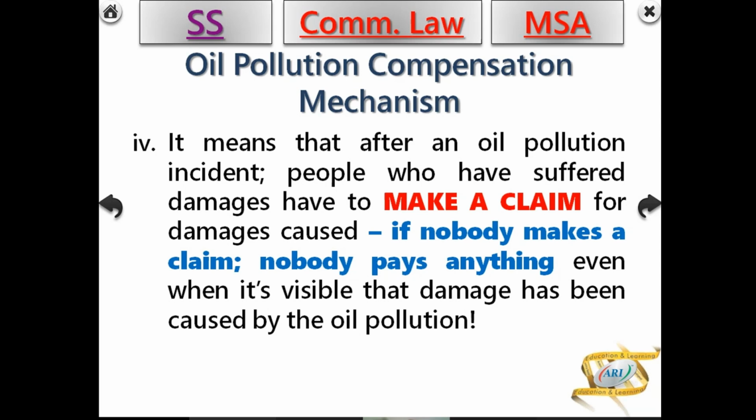That is it. So who are the people who make a claim? The cleanup contractors on behalf of the government of the country, the fishermen who suffer damage, the local coastal tourism industry, the local coastal property development industry. These are the people who have to make a claim for money to be paid. Have you understood this very important part?